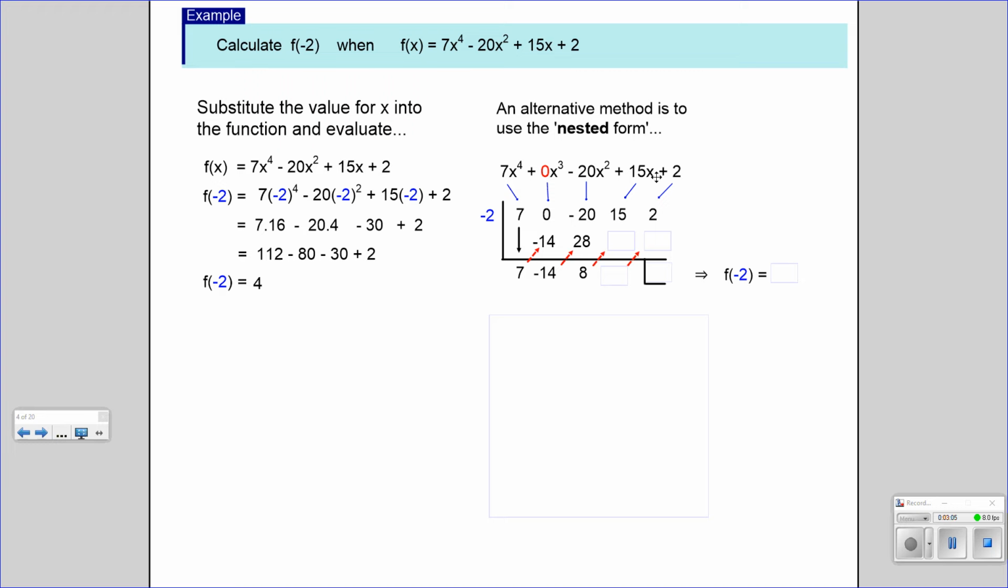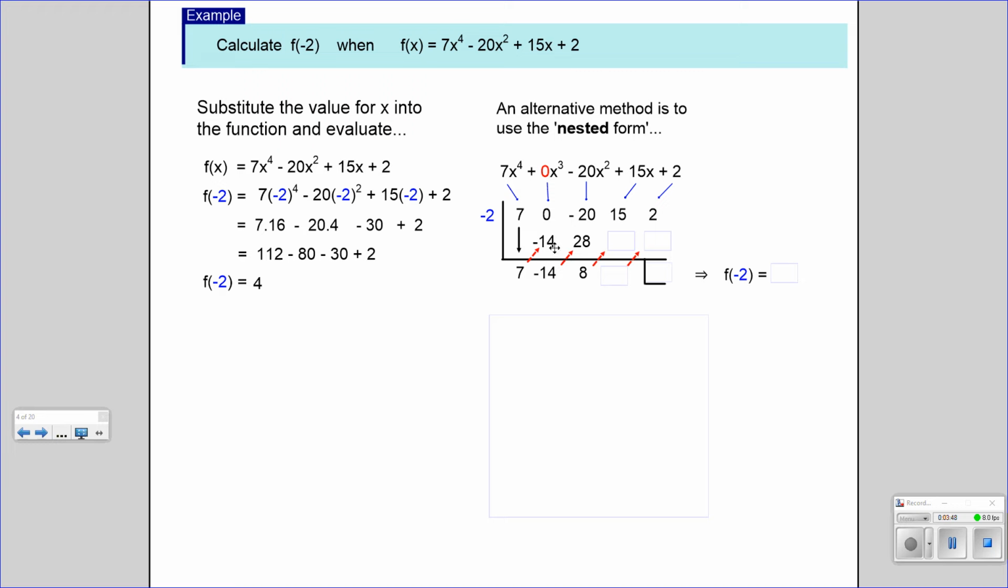The first thing you might notice is we've put in this 0x to the power of 3. In the original function, there wasn't an x to the power of 3 term, but when you use the nested form, it's really important that you don't miss out any terms. So when there is a term that's missing, as was the case here with x to the power of 3, you need to put it in with a 0 coefficient in front of it. So when you put it down in the table, the top line of this table becomes 7, 0, minus 20, 15, 2. And the number to the left of this line here is always the value of x that you're putting into the function, in this case minus 2.